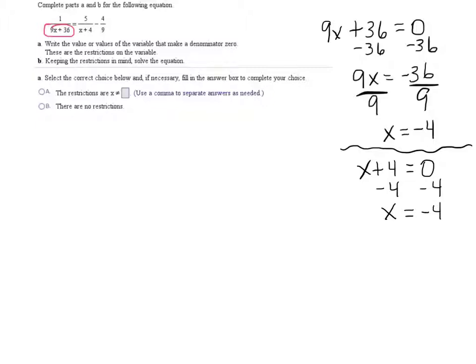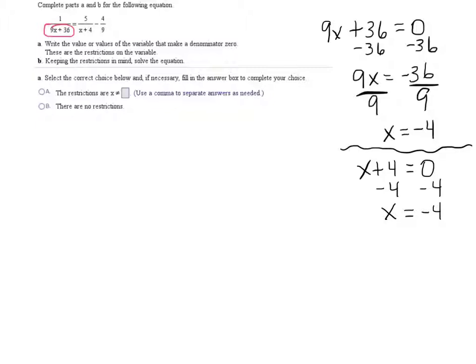So we're going to do the same thing we did a while ago with the other equation, find the least common denominator, and then multiply everything by that least common denominator and solve for x. The denominators that we have here, we've already looked at, the 9x plus 36 and the x plus 4, and we also have 9. Now, to find the least common denominator, we need to make sure that we factored everything.